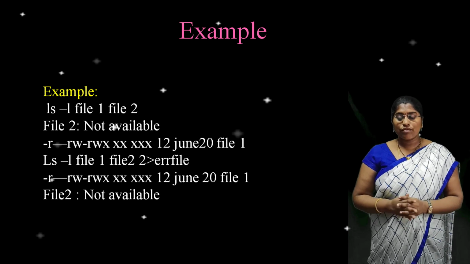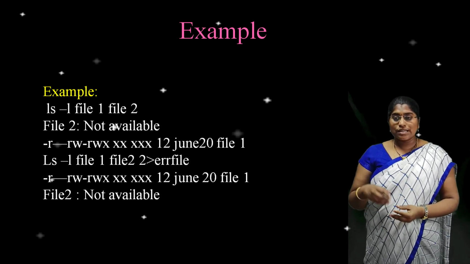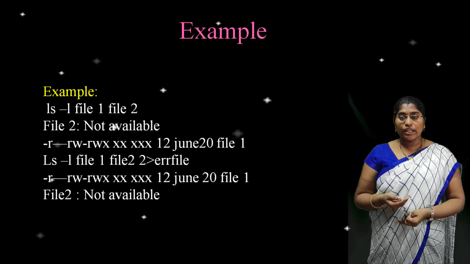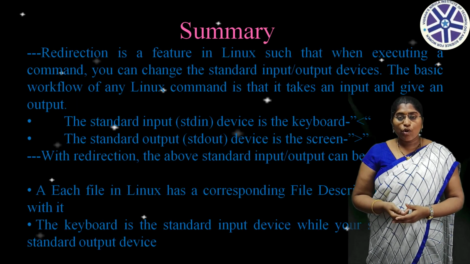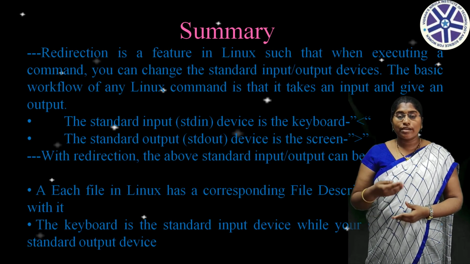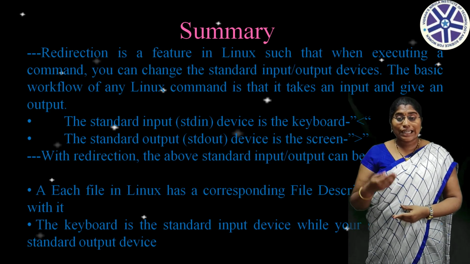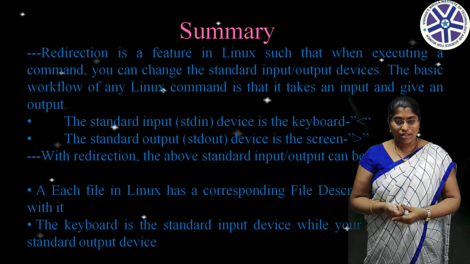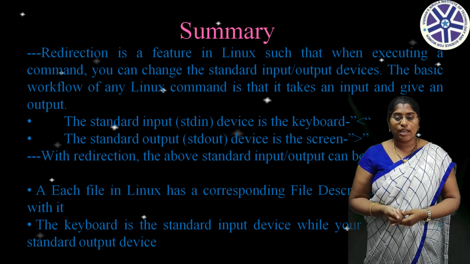So these are the different categories in the redirection process: standard input, standard output and standard error. These are the different streams we are taking in the redirection process. I hope all of you understood redirection, standard input, standard output and standard error, and after that redirecting input, redirecting output and the error redirection process. We will discuss loop control statements in the next session.